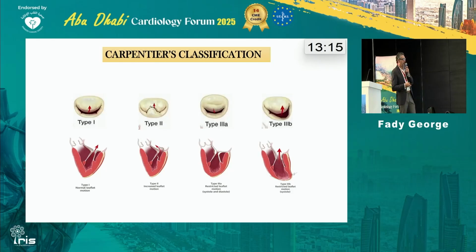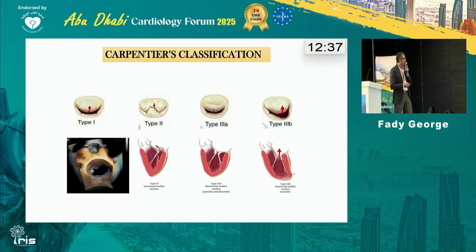However, in type 2, there is increased leaflet motion, the opposite of type 1. This is what we were talking about in the previous ones, prolapse or flail, because prolapse or flail is not a normal motion of the valve. Type 3A and type 3B are restricted leaflet motion, but type 3A has restricted motion in both systole and diastole, like for example rheumatic mitral stenosis. You have restriction in both leaflets during systole and diastole. However, type 3B has restricted motion only during systole, which is like ischemic or dilated cardiomyopathy, as well as annular dilatation. Let's see examples over here.